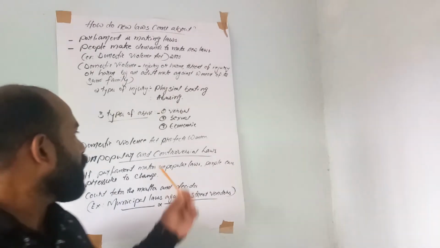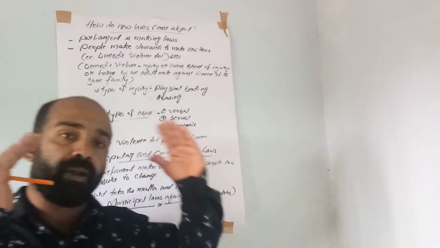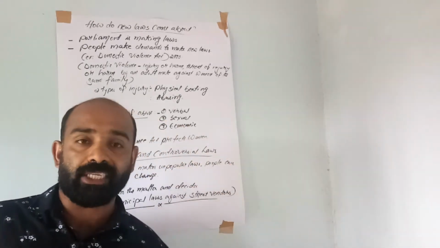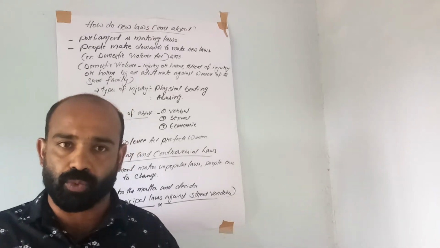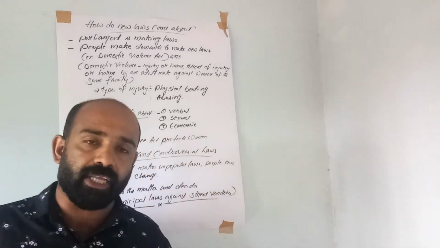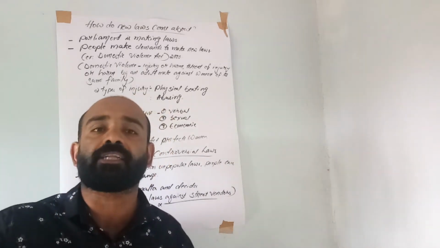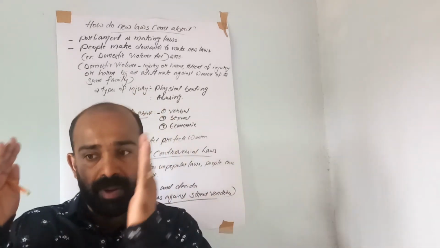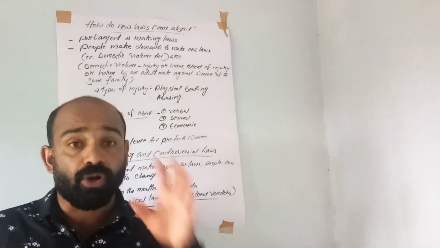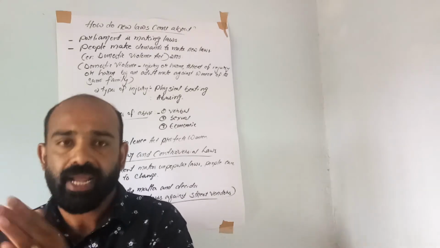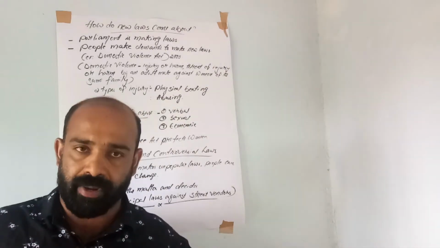Now let's see unpopular and controversial laws. Suppose when parliament makes a law, this law is not favorable for one section of society, what can the people do? Sometimes when parliament makes a law, it may be favorable for one section of society and not for another section. So when people feel that the existing parliamentary made law is not suitable for one section of society, that particular section of society can strike against the government.